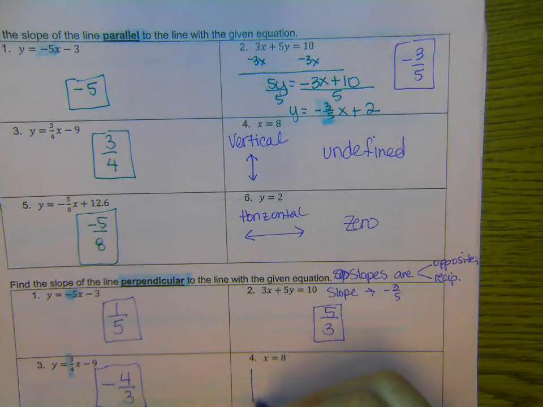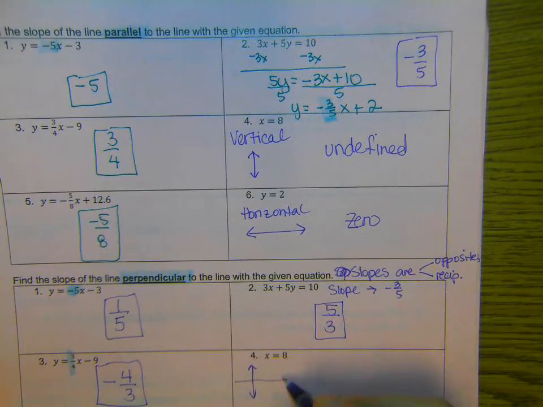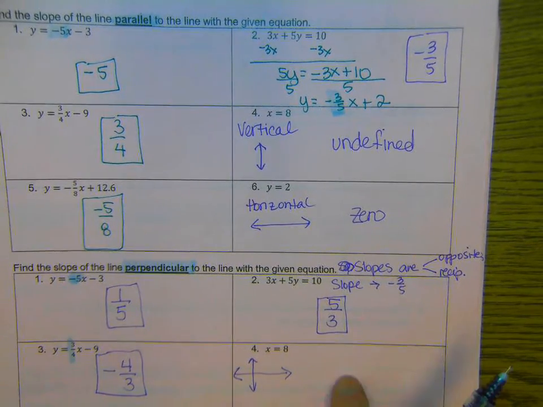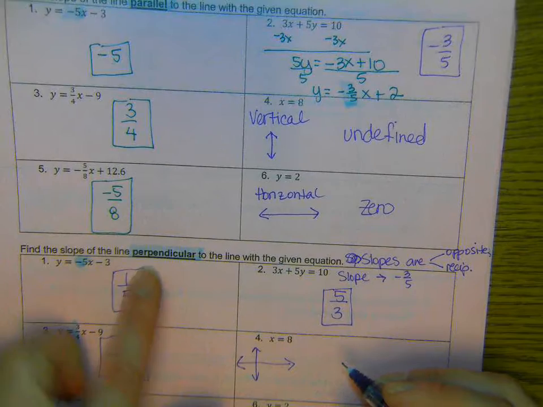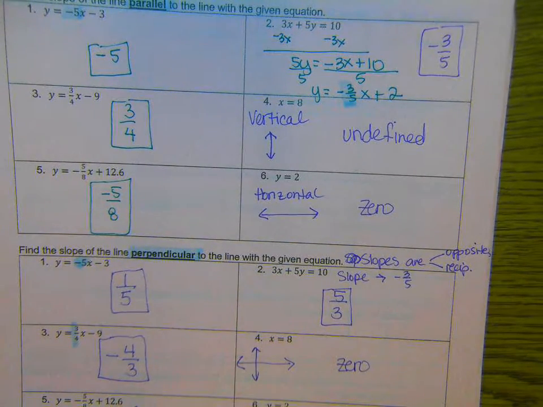Okay. What kind of line is x equals 8, Brad? So this slope is undefined. But if this line is vertical, what kind of line would be perpendicular? Horizontal. What kind of slope does a horizontal line have? 0. So the slope of something perpendicular to this vertical line would be 0.